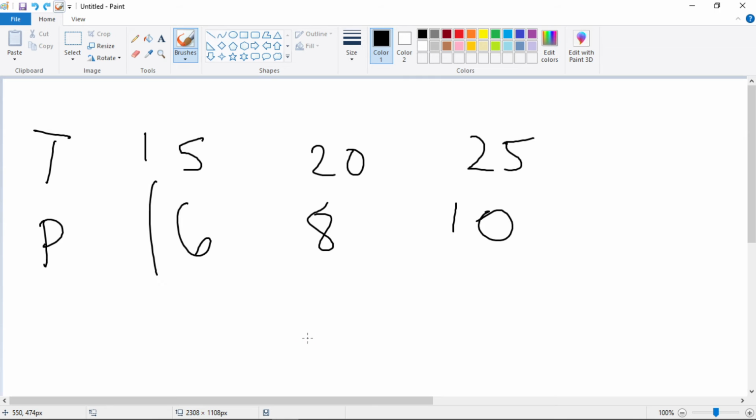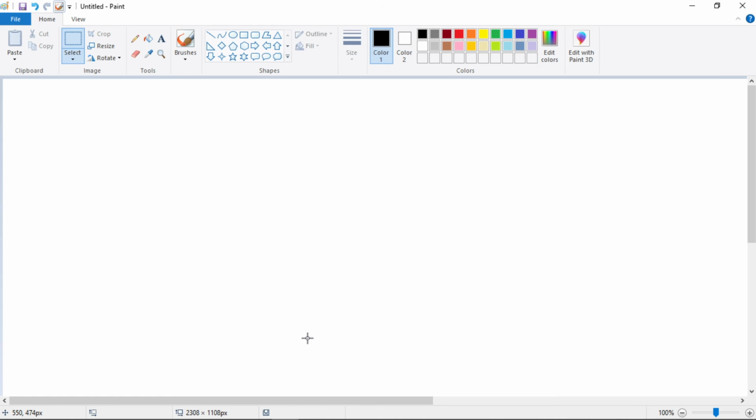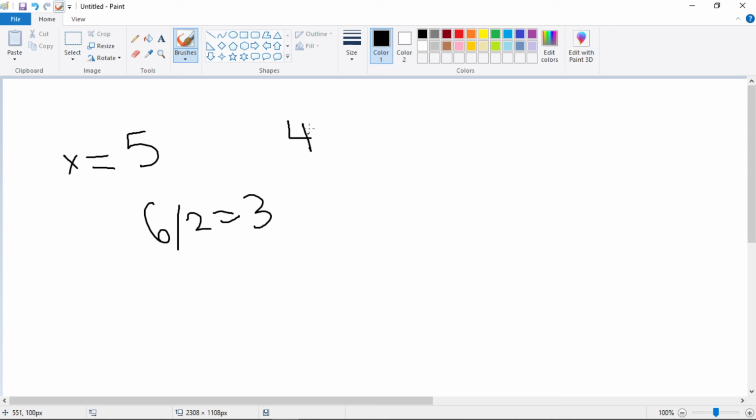So if x equals 5, I would add 1 and it would be 6, and I would divide by 2, and it's 3. Okay. If I have 4, I add 1, I would have 5 divided by 2, and since it's integer division, I round down, so it's not 2.5, but it's actually 2. Okay.